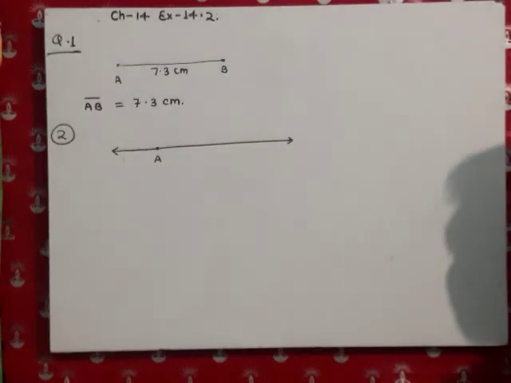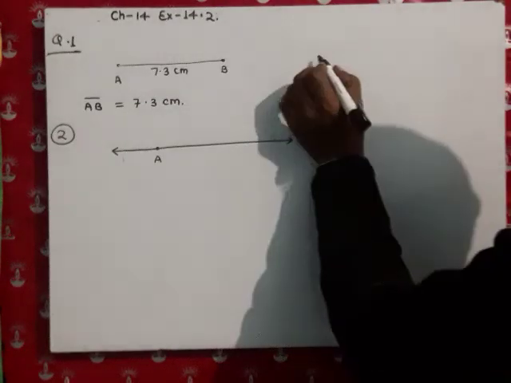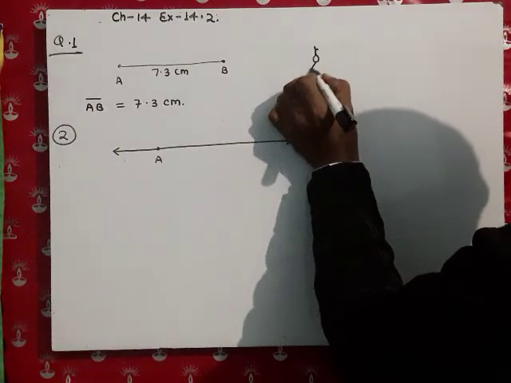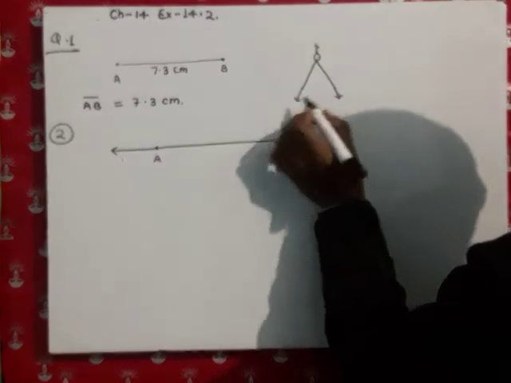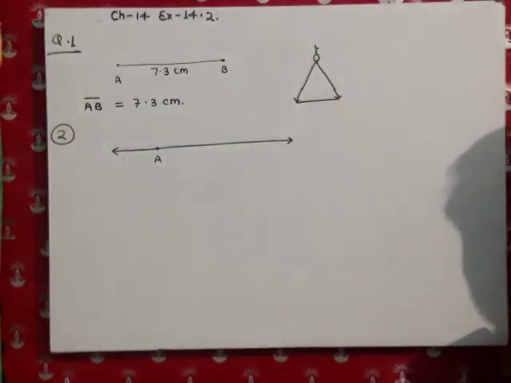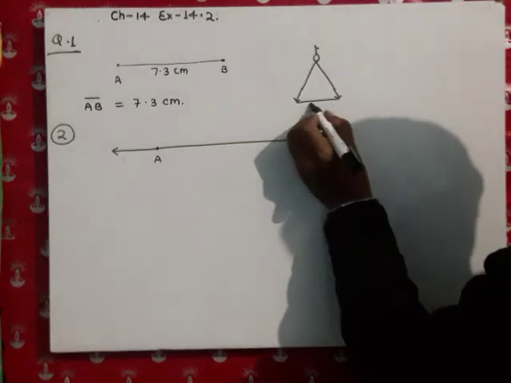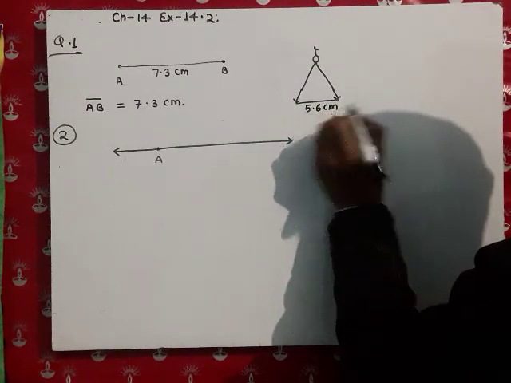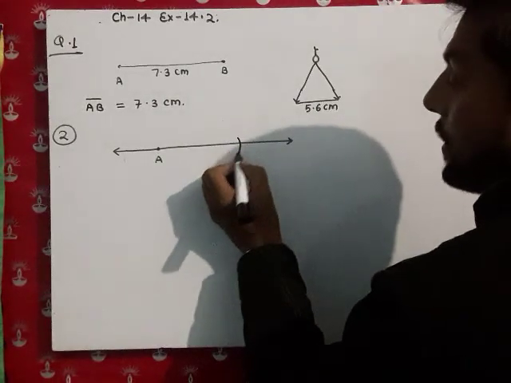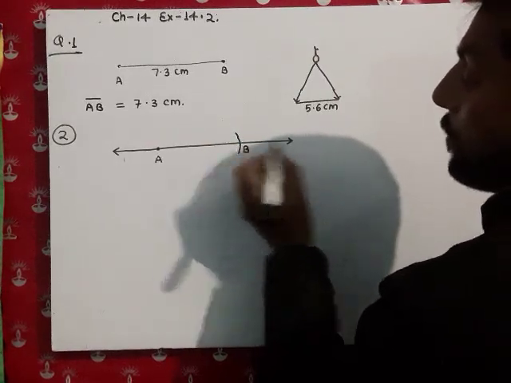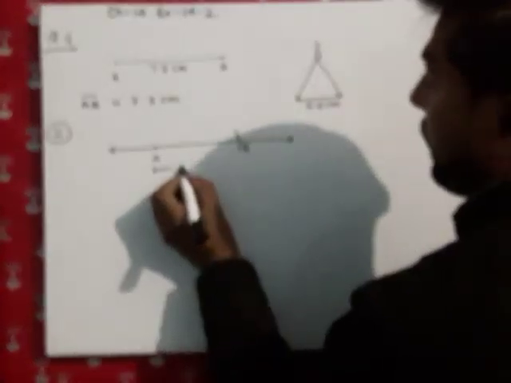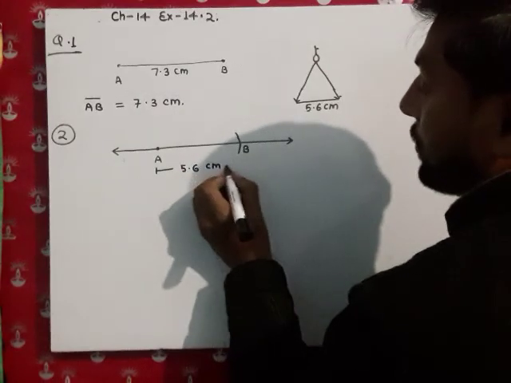Now you have to take the compass. In the compass you are going to choose the desired distance. The question is saying 5.6 centimeters, so in the compass you will take 5.6 centimeters. Now you have to place the needle of the compass on point A. Then you have to mark at 5.6 centimeters. So this will be the point B. This mark will show the point B. Then this distance will be 5.6 centimeters.